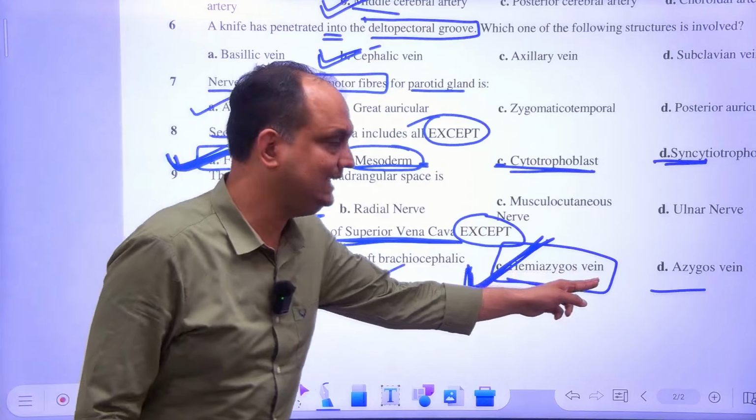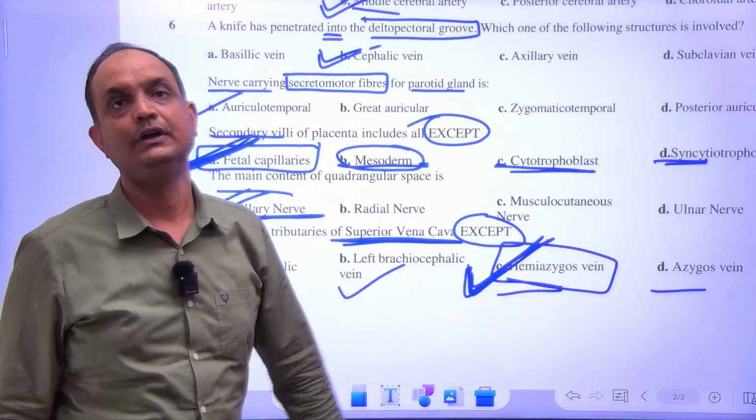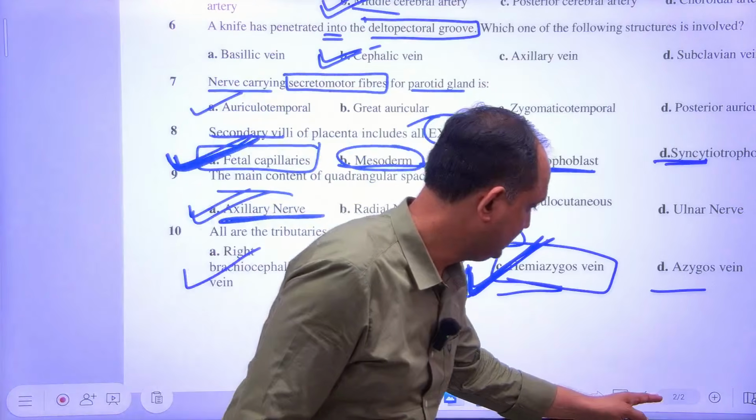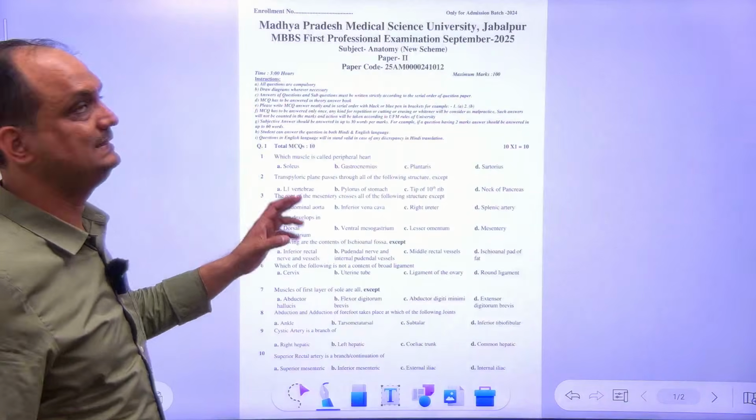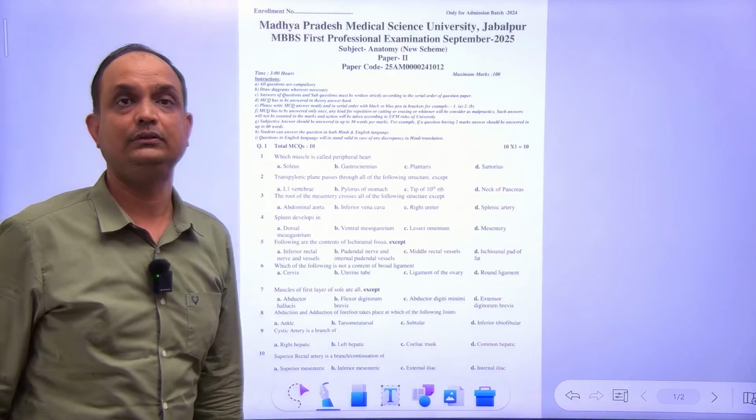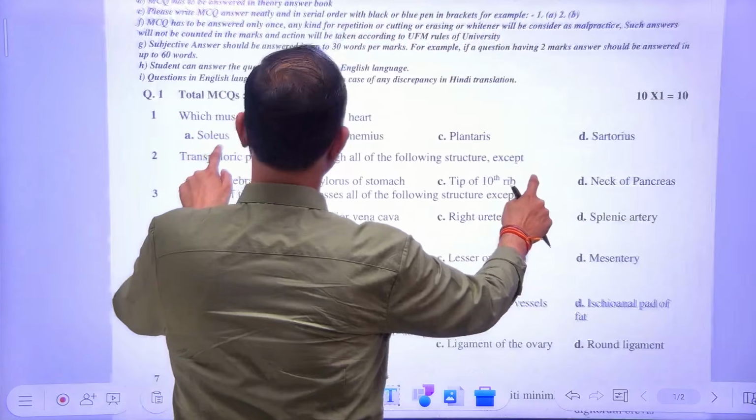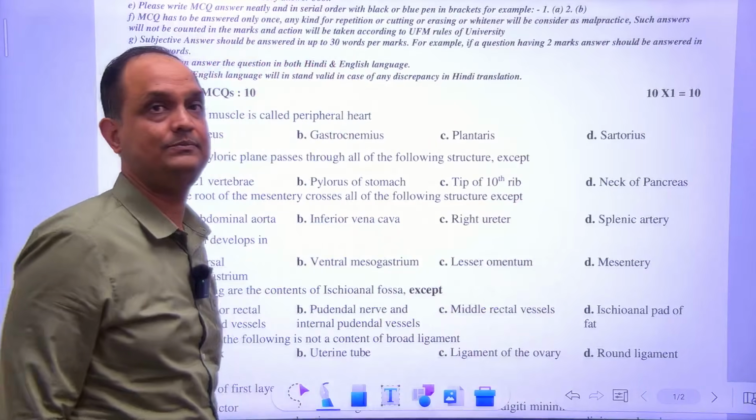So answer C, hemiazygous vein is not a tributary of superior vena cava. Clear? Now we will move to the paper second. Now this is the paper second of September 2025 in Madhya Pradesh University exam. So let's see its 10 MCQs.